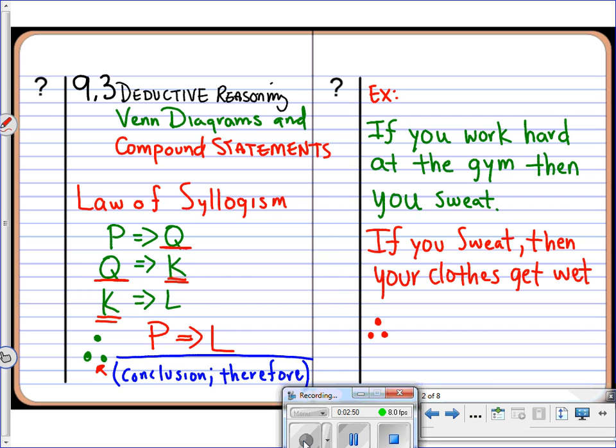Okay, take a look at this. These 2 conditional statements. Analyze them according to what we just talked about, the law of syllogism, and see if you can write a conclusion. Now, I'm not looking for it in symbolic form. I'm looking for a conclusion written in verbal form. Okay, go ahead and put me on pause. See if you can do this on your own.